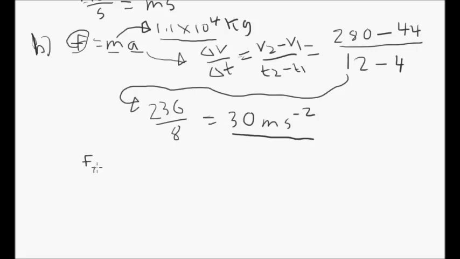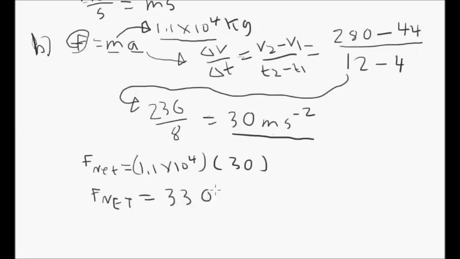So force net is equal to 1.1 times 10 to the 4 multiplied by 30, and our F net is going to equal, let's plug this in the calculator, 1.1 times 10 to the power of 4 times 30, and this gives us 33,000 newtons, because we know that the unit of force is newtons.